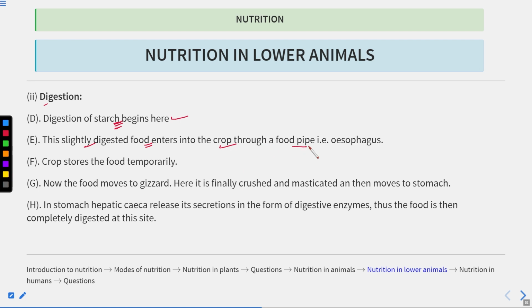It passes through a food pipe known as the esophagus. The other name of the esophagus is food pipe, which is just a tube-like structure. Now the crop stores the food temporarily. After the crop, the food moves into the gizzard. Here it is finely crushed and masticated, and then it moves to the stomach. In the stomach, hepatic caecae are also involved in digestion. They release their secretion in the form of digestive enzymes. Thus the food is completely digested at this site. So you can say that in the stomach, complete digestion of the food takes place.